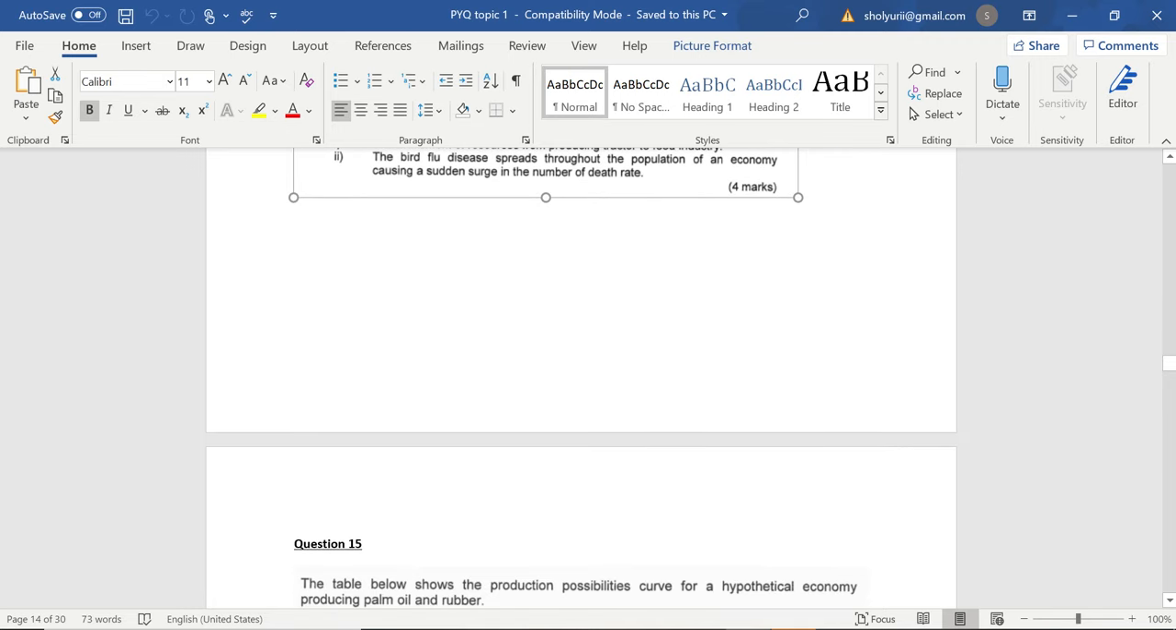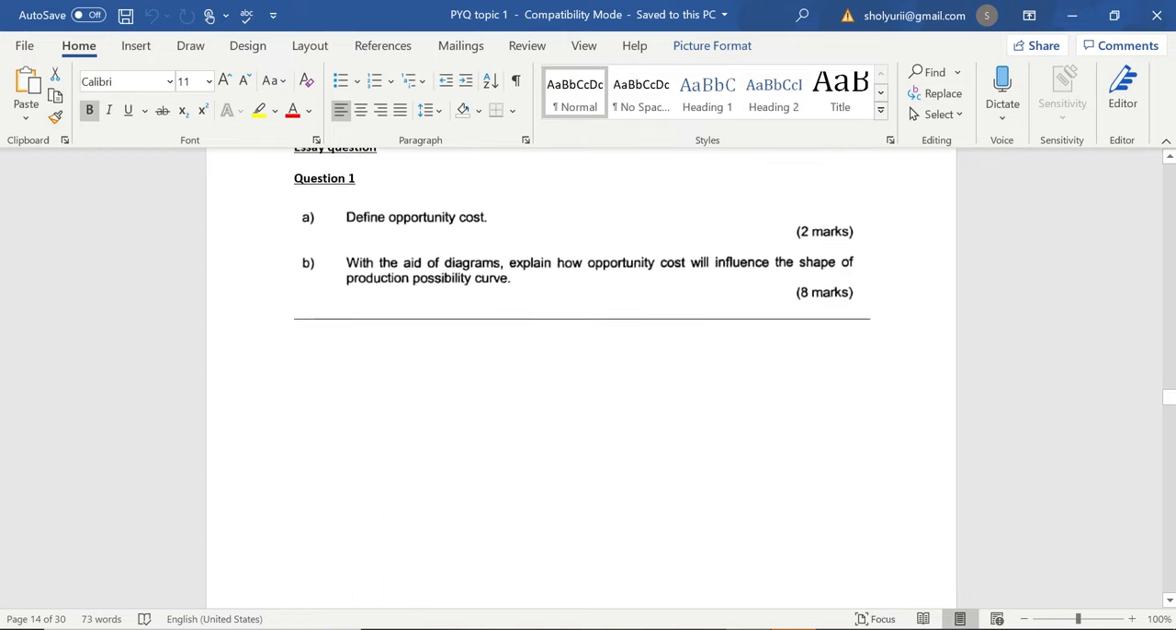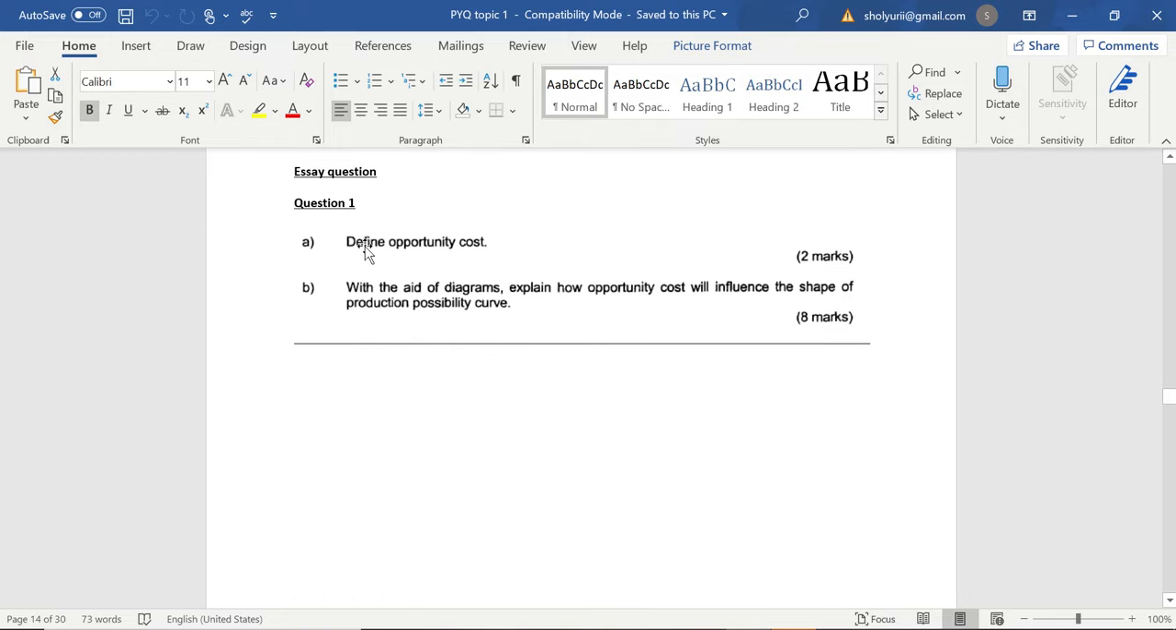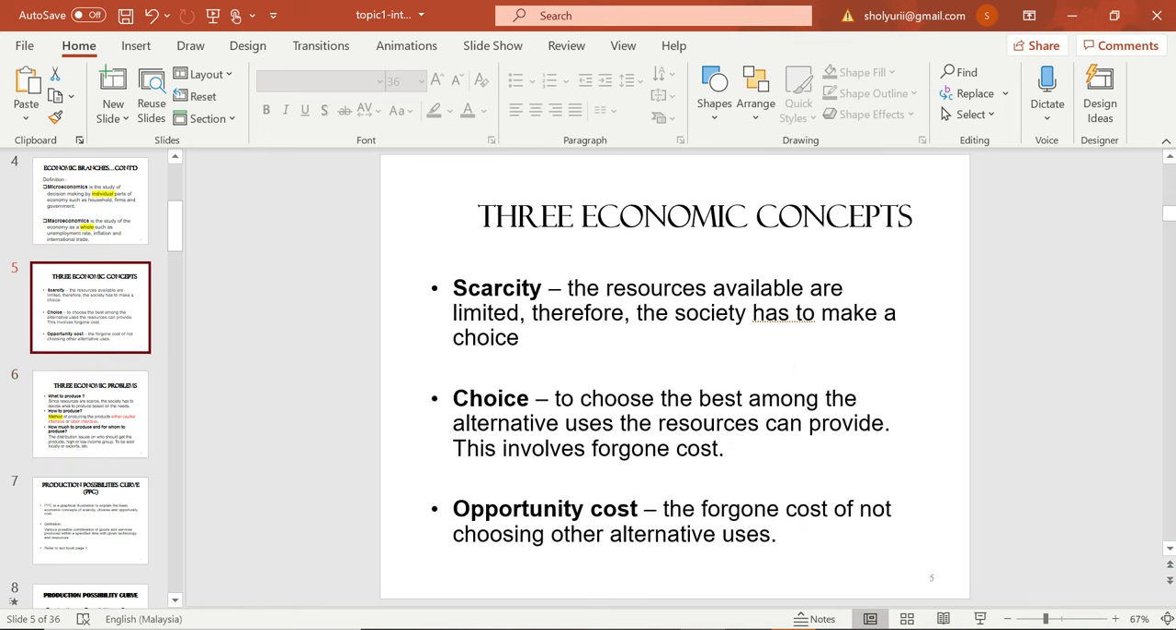Okay, so the three: scarcity, choices and opportunity cost, the question will be asked as an essay question. Let's look at the essay question. First of all, they ask you to define opportunity cost. We just learned now. Opportunity cost is the foregone cost of not choosing the other best alternative. If you write only foregone cost, you won't get full marks. So please write down the full sentence for that: the full meaning of opportunity cost, the foregone cost of not choosing the other best alternative.